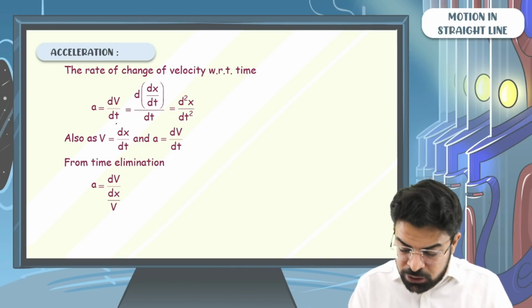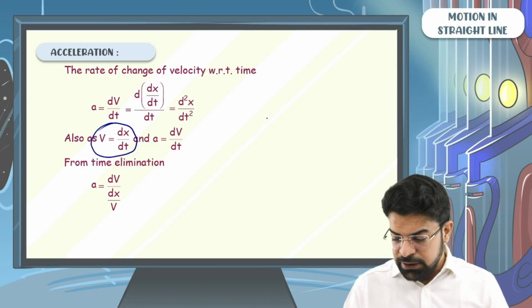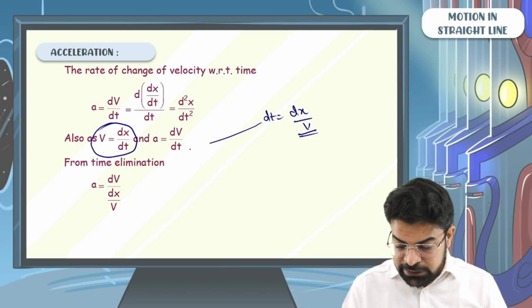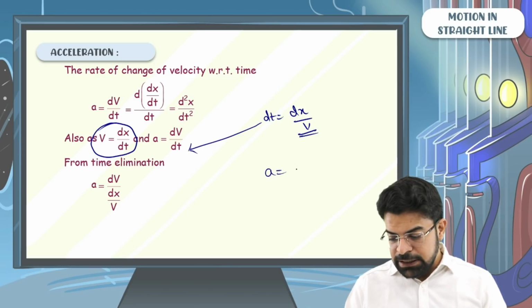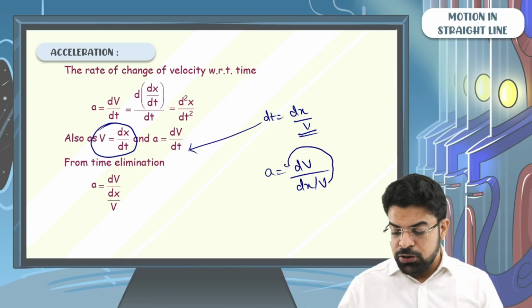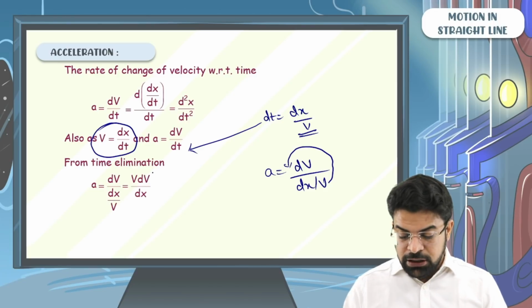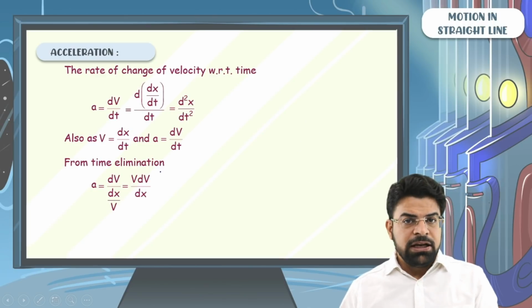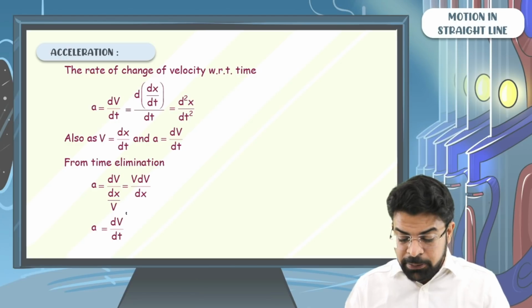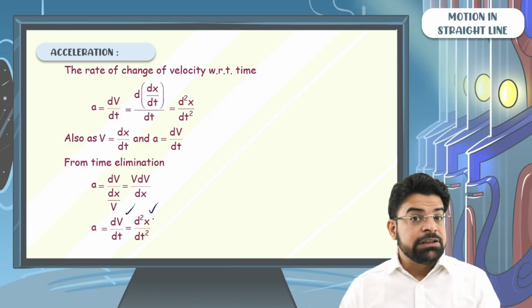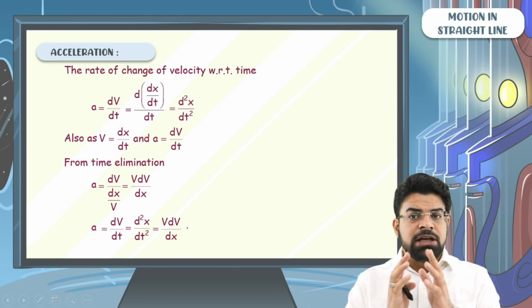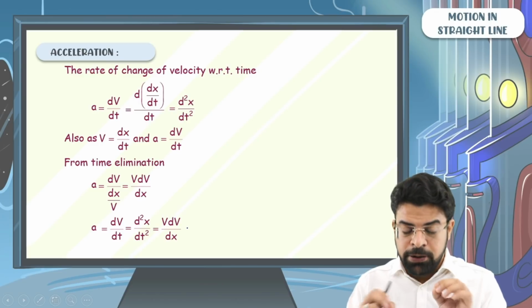Sir, how do you get this? Look at the first one. From here, you can say that dt equals dx by v, right? Now, in place of dt, in the second one, substitute dx by v. So what you get is a equals dv upon dx by v. This v moves from the denominator of the denominator into the numerator. So the acceleration comes out to be equal to v dv by dx. So now we can say finally, and you need to remember it, acceleration can be written as dv by dt, can be written as d square x upon dt square, or acceleration can be written as v dv by dx. So these are the three ways in which we write acceleration, and you need to remember them.